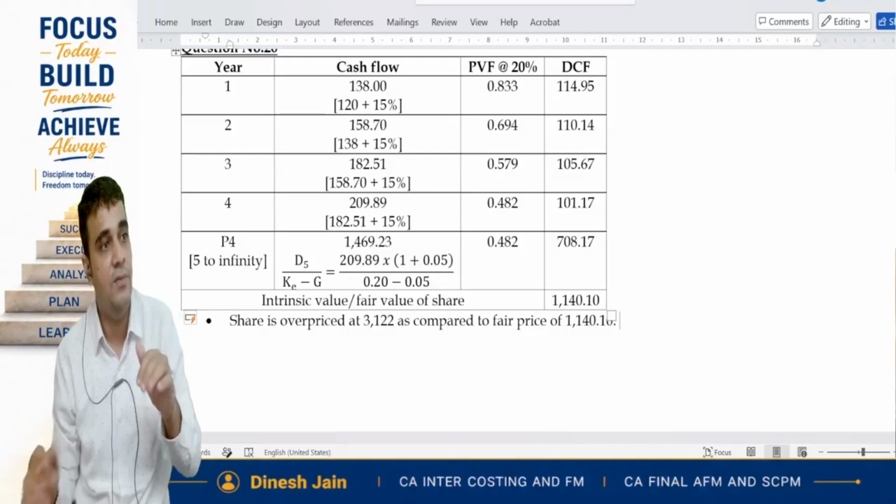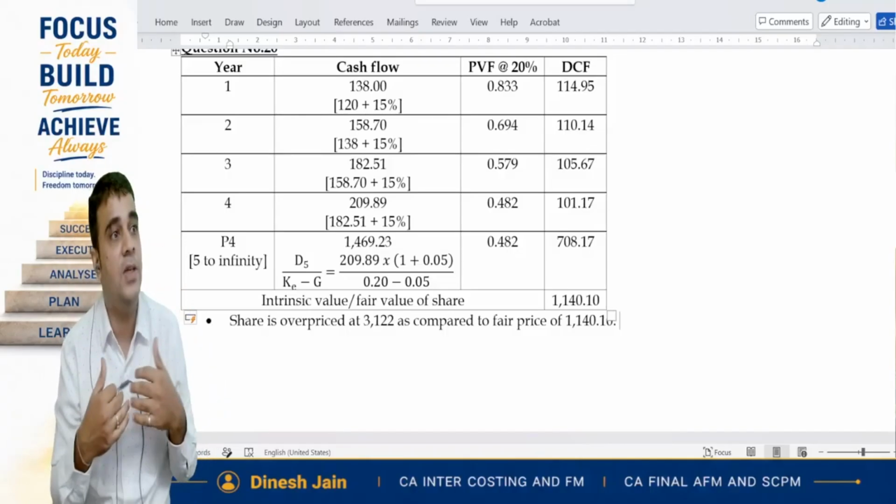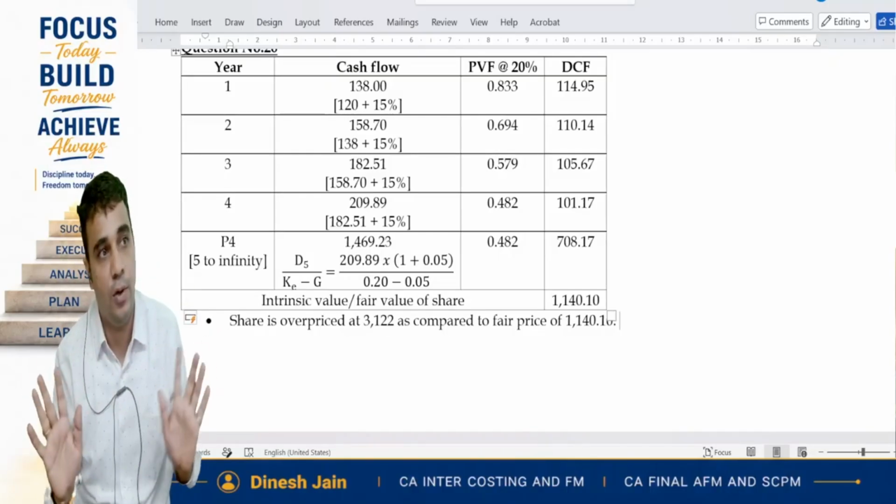Such shares, we will try to sell. If I have the share, I'll sell it for 3000 rupees. If I don't have it, don't do anything. We are not going to buy this.